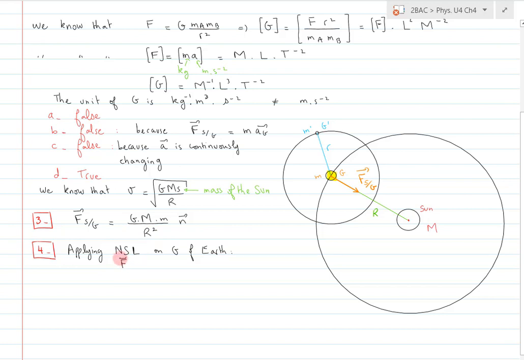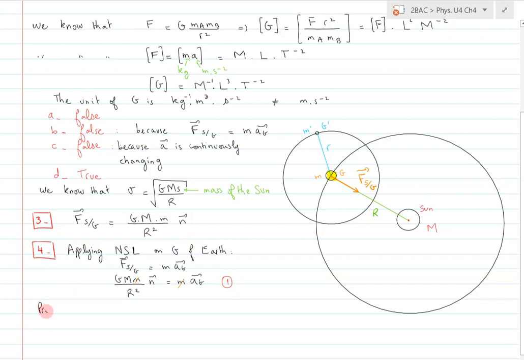F of S on G is equal to m, the mass of the Earth, times Ag. This gives me G M m over r square, which is equal to m Ag. And we're going to simplify with m. So we're going to name this equation 1.